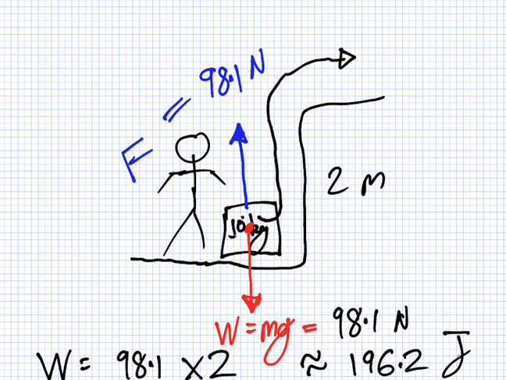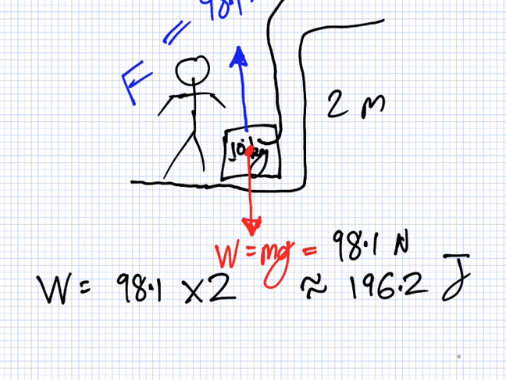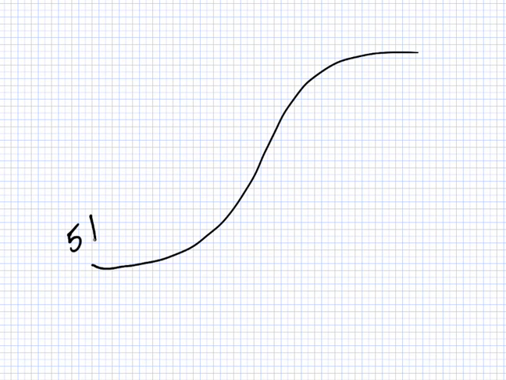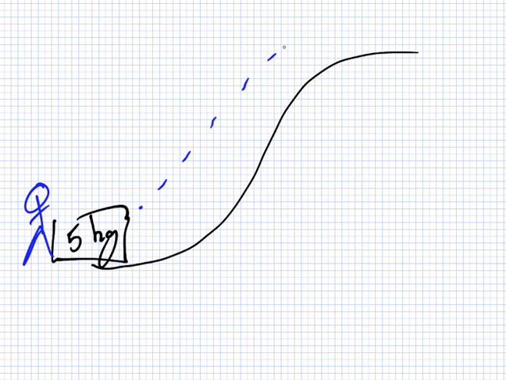Okay. Now I have a question for you. Can I scroll down? Yes? Okay. So here, we have a hill. And here we have 5 kilograms again. And the man, oops, where's it gone? Here's the man. And he moves it up to here.